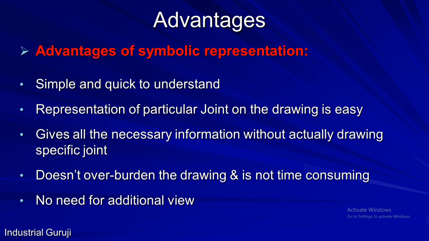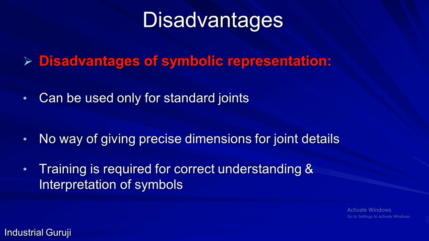Now, as there are many advantages of symbolic representation, there are some disadvantages too. It can be used only for standard joints. There is not any way of giving precise dimensions for joint details. Also, training is required for correct understanding and interpretation of symbols. But friends, these are not difficult to understand and you will see this very soon.